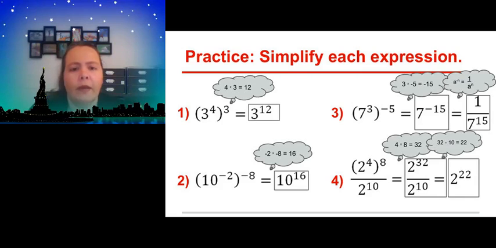In problem number 3, we have 7 to the third raised to the negative 5 power, and 3 times negative 5 is negative 15. We do not like to leave negative exponents, so we're going to rewrite that as 1 over 7 to the 15th power. And then in problem number 4, we have 2 to the fourth raised to the 8th divided by 2 to the 10th. Well, 4 times 8 is 32, so we have 2 to the 32nd over 2 to the 10th. And when we are dividing, we subtract exponents. So 32 minus 10 is 22, which leaves us with 2 to the 22nd power.